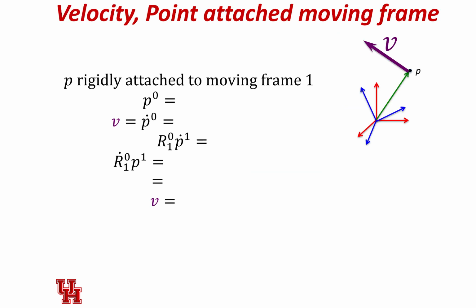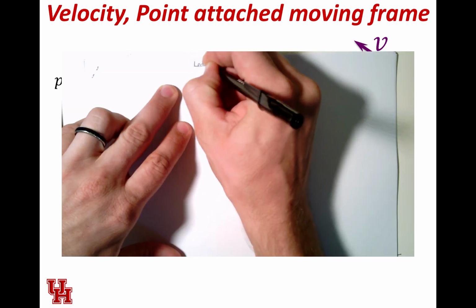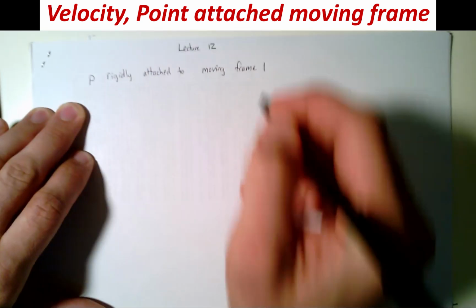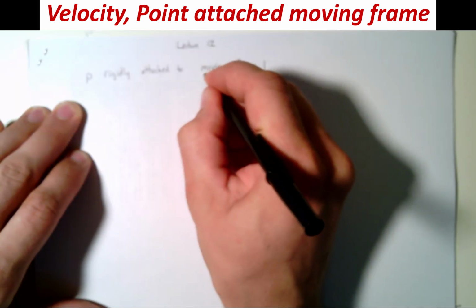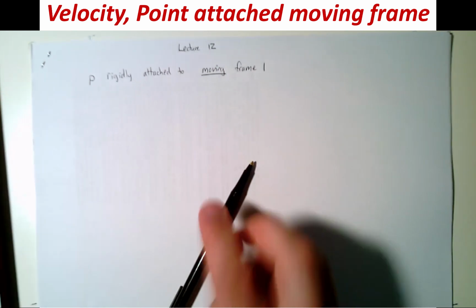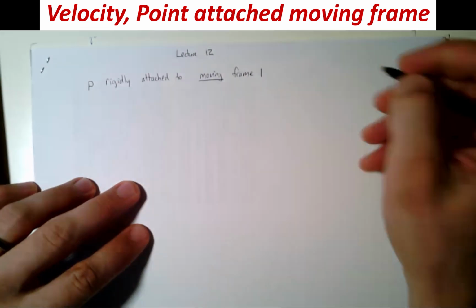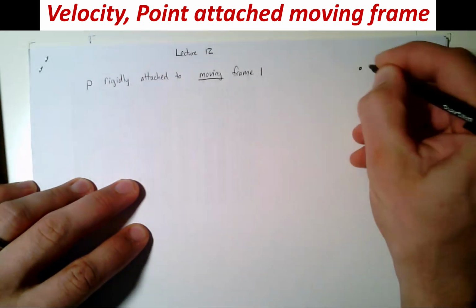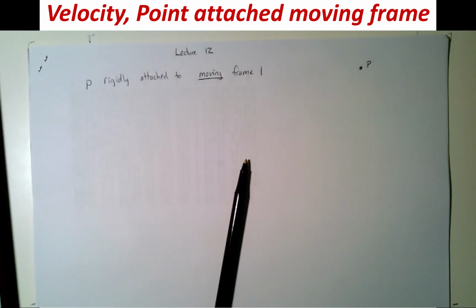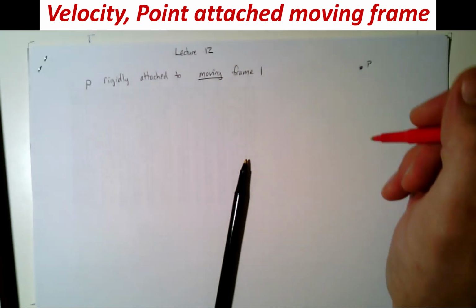So our first question that we're going to look at is, what is the velocity of a point attached to a moving frame? Okay, we're going to say that P is rigidly attached to a moving frame 1. It's important that we draw this out. So we've got a point P. I'm going to label this. This is point P, and it is rigidly attached to a moving frame 1, which is only moving by rotation.